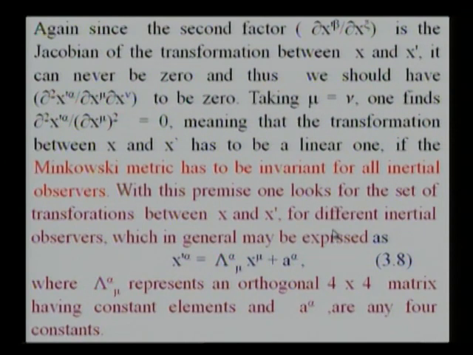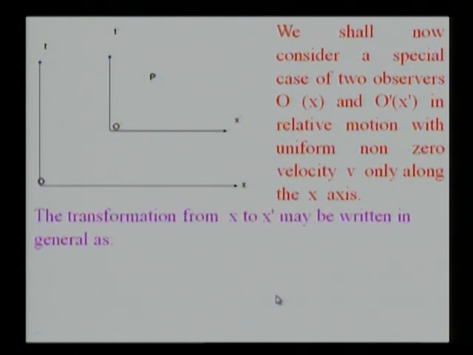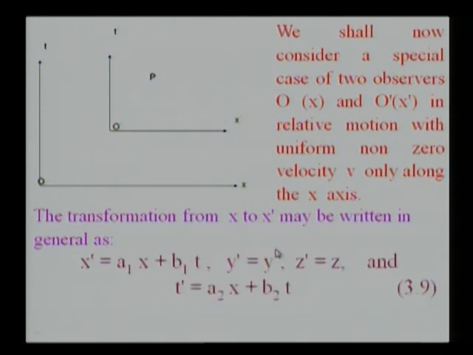Now, what is a linear transformation? Here, the most general linear transformation is given by x prime alpha equals lambda alpha mu x mu plus a alpha, where lambda alpha mu represents an orthogonal 4x4 matrix having constant elements and a alpha are any 4 constants. Now, we shall consider two frames again, O and O prime, as we did earlier. For the transformation from x to x prime, we say that O prime is moving with respect to O only in one direction, then the change will be only in that direction. Let us take some arbitrary functions like this and substitute this in the earlier equation.